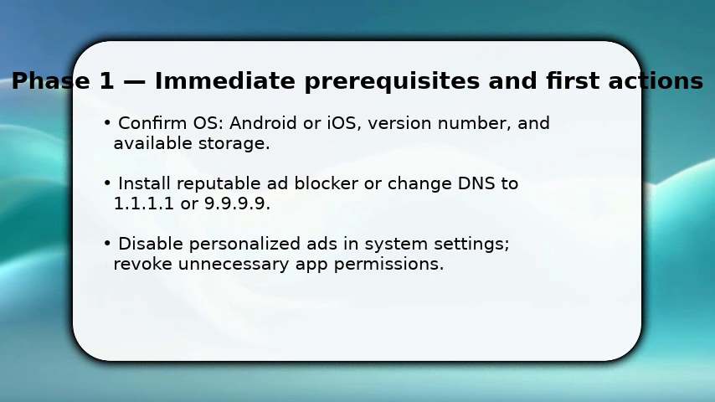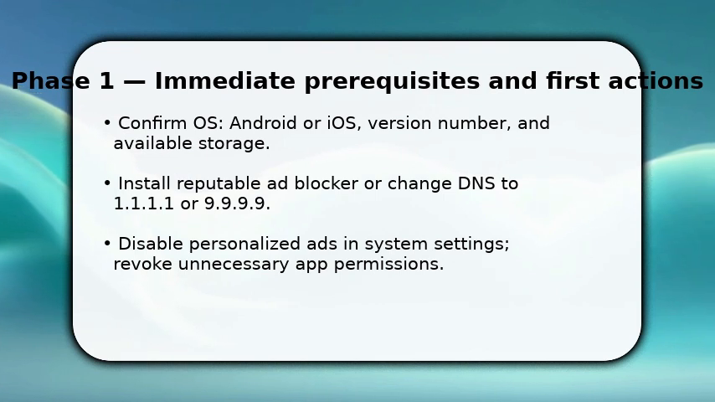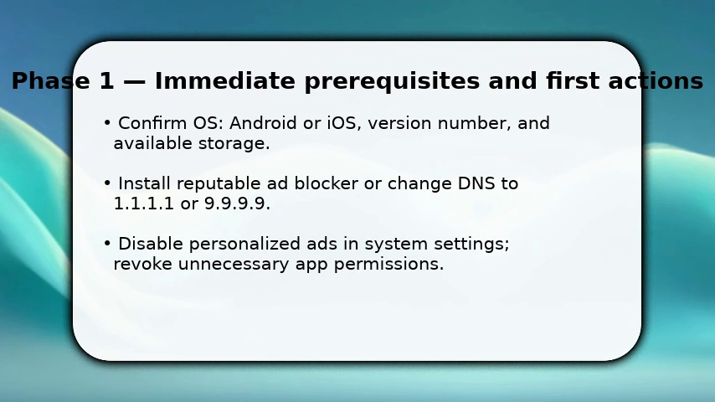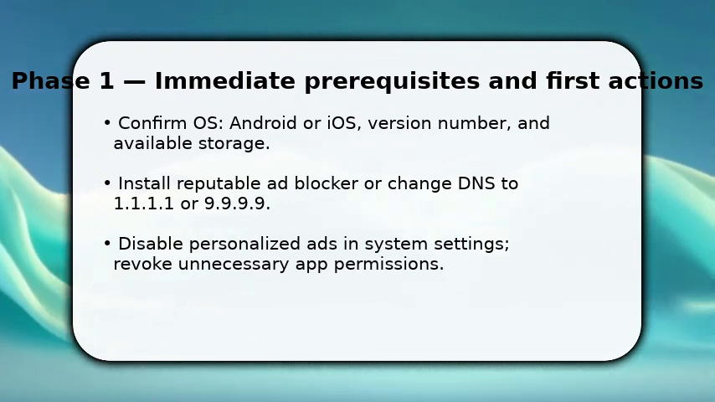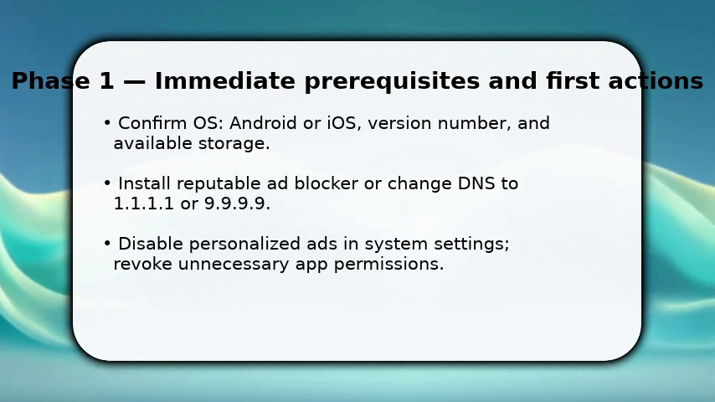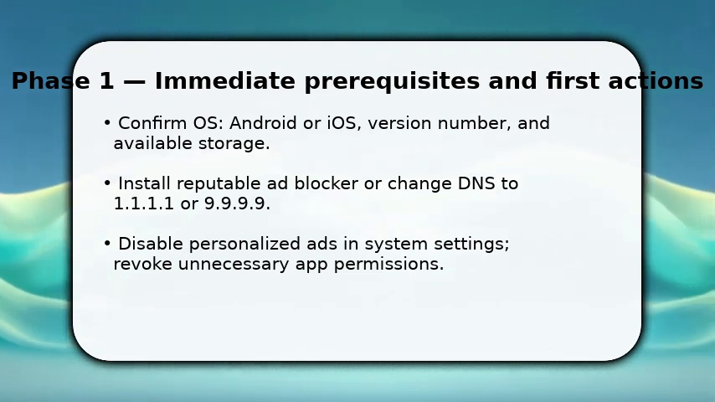Once done, open Settings and turn off personalized ads and ad tracking, revoke microphone, location, or overlay permissions from apps that don't need them. These steps cut the majority of mobile ads fast because they remove targeting and block domains before content loads. You now move into the detailed cleanup.